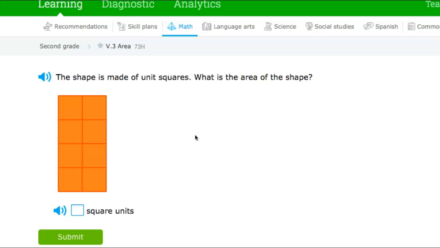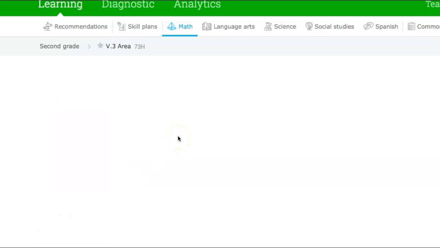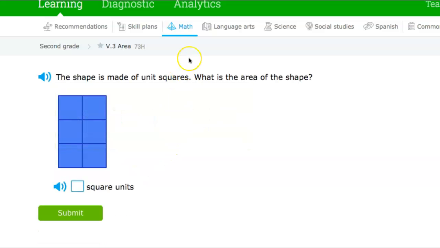The shape is made of unit squares. What is the area of the shape? So we'll count by 2. 2, 4, 6, 8 square units. And that is what you're going to be working on today in geometry.